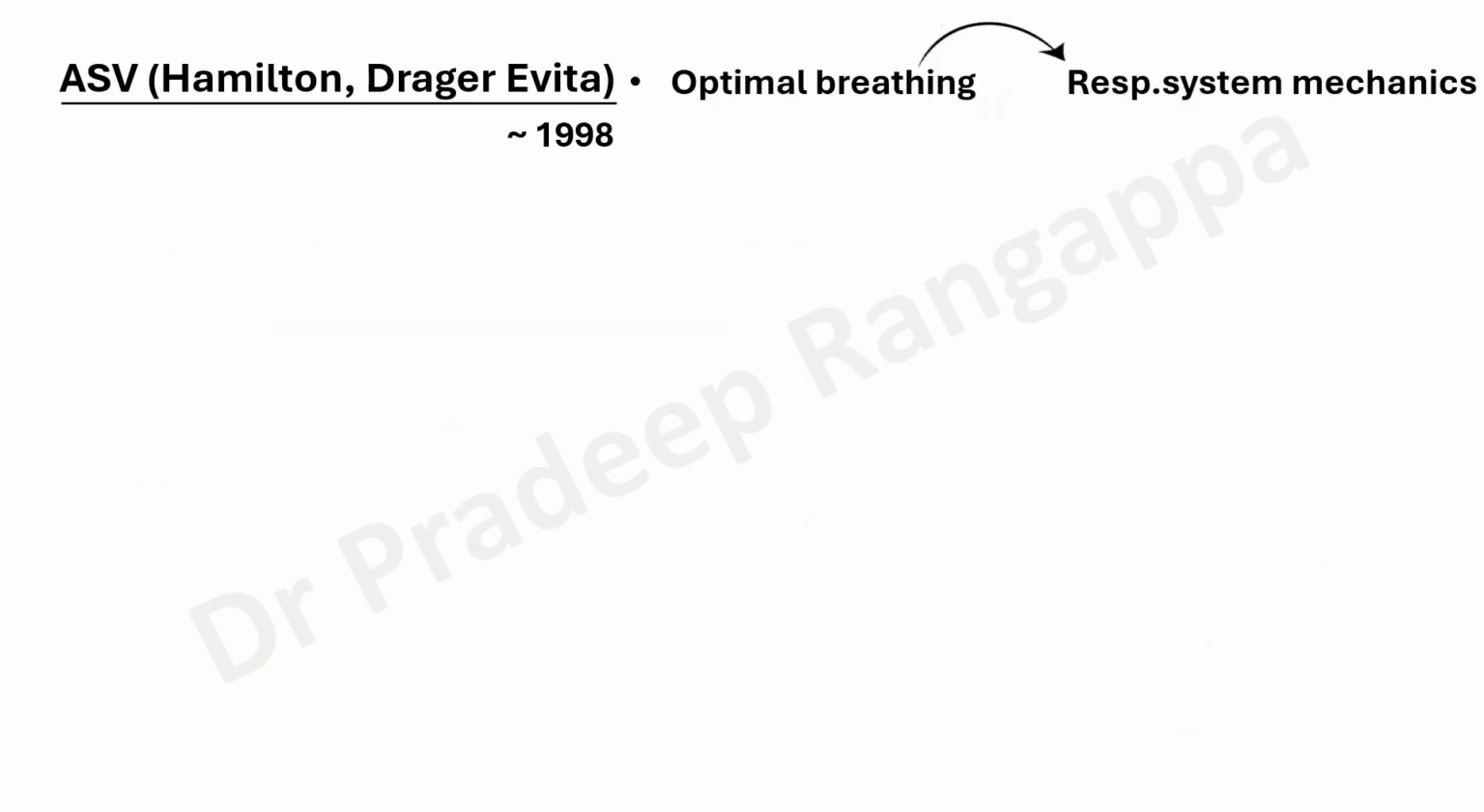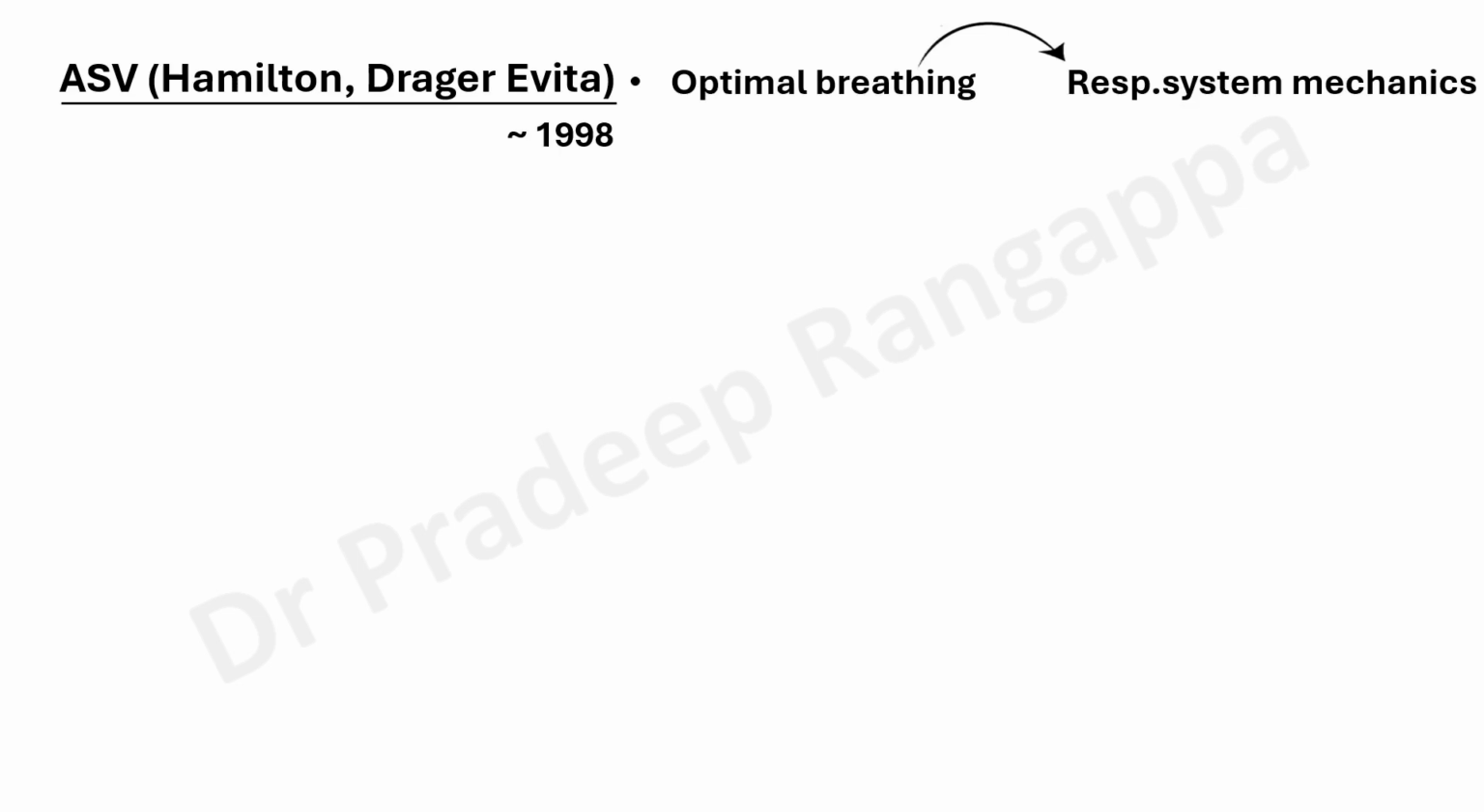Adaptive support ventilation was introduced by Hamilton in 1998. It is usually present in Hamilton ventilators only. The disclaimer is I have not worked with this ventilator, so I have not played with adaptive support ventilation.